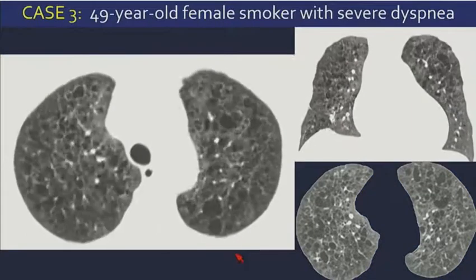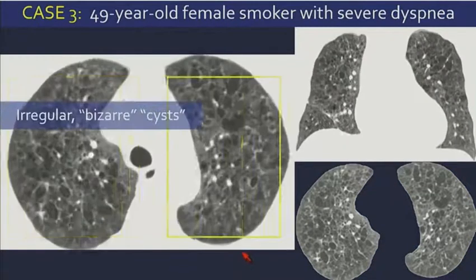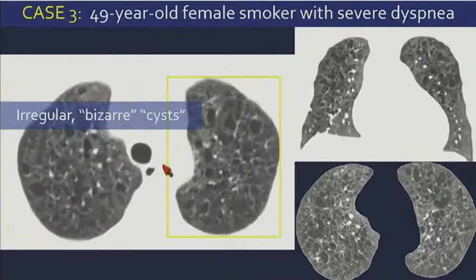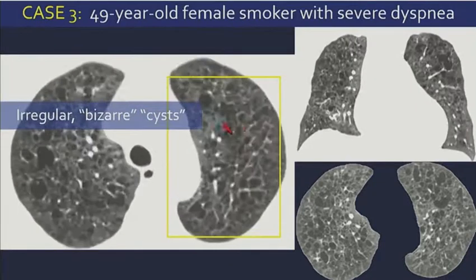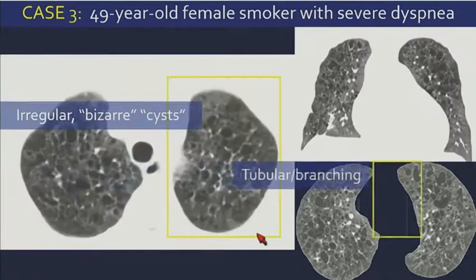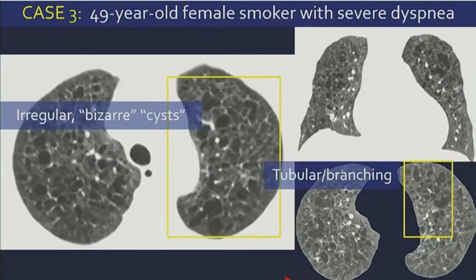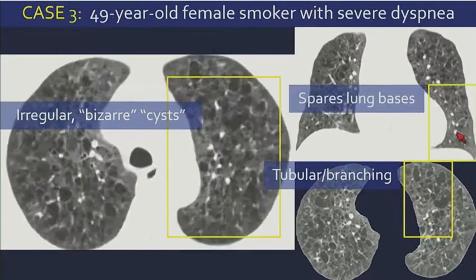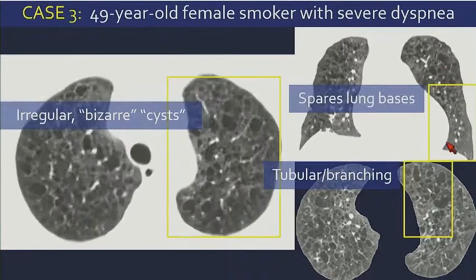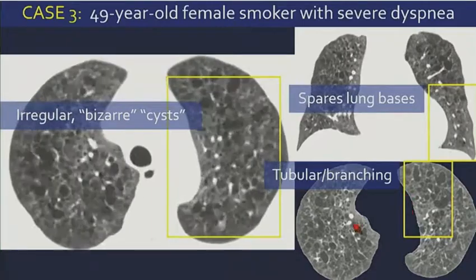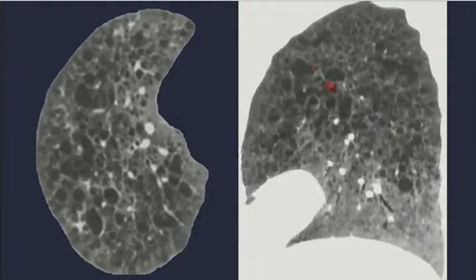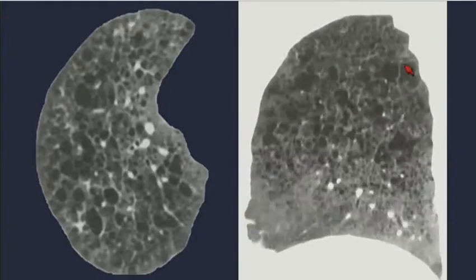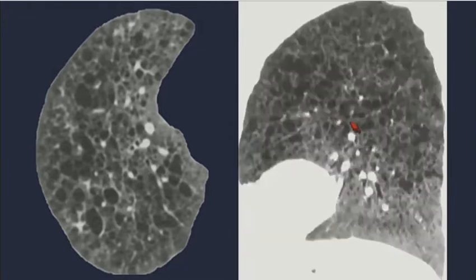I'm showing it because these are multiple confluent sort of end-stage cysts. And notice how there are still multiple irregular cysts. Some of these are branching and tubular in morphology. These are confluent now. And notice how it spares the lung bases. That's an important point. So LAM would not spare the lung bases like that. Here is a sagittal reformatted image where you can see the true sort of tubular irregular nature of this.